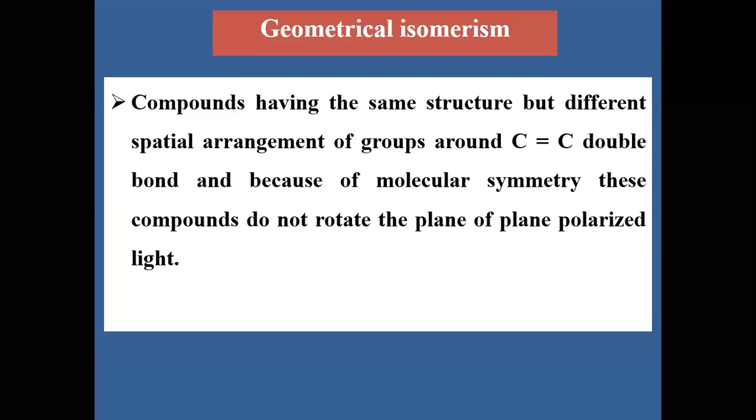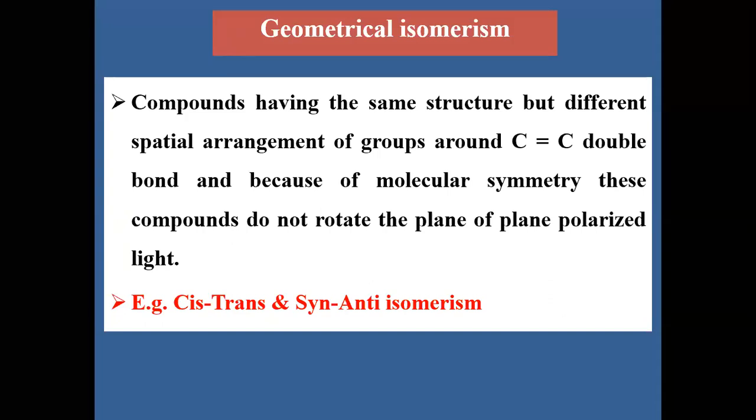So in very simple language, geometrical isomers are those stereoisomers which arise due to carbon-carbon double bond, and due to their symmetry, they do not rotate plane polarized light. In short, they are optically inactive. So what is the example of this? Cis and trans isomerism and syn and anti isomerism.